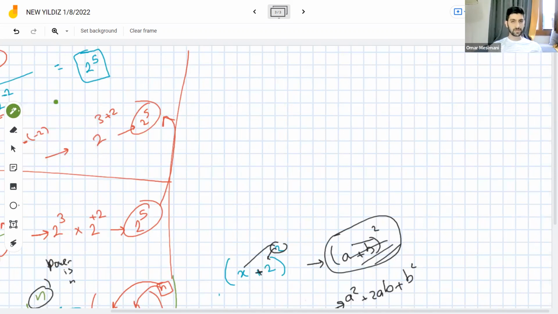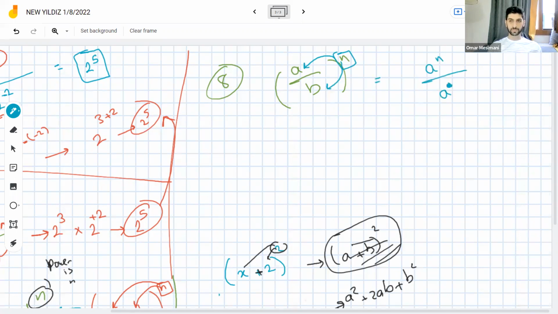That's rule number 8. If you have A over B and all of that to the power of n, Tasneem, you asked for this. So now this is power of n. You can take the power for the numerator and the power for the denominator. There is no problem with this. So I can distribute with division and multiplication. No problem at all. But you cannot distribute if there is addition or subtraction.